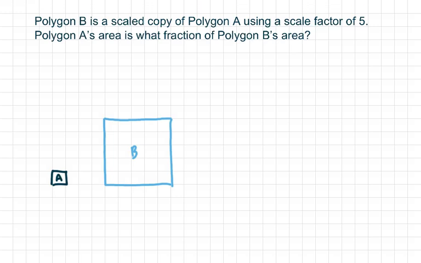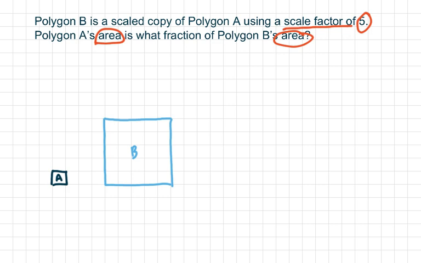Polygon B is a scaled copy of polygon A using a scale factor of 5. Polygon A's area is what fraction of polygon B's area? So it's very important to notice a couple of things. First of all, we had that scale factor of 5. And then in addition to that, we are comparing areas.